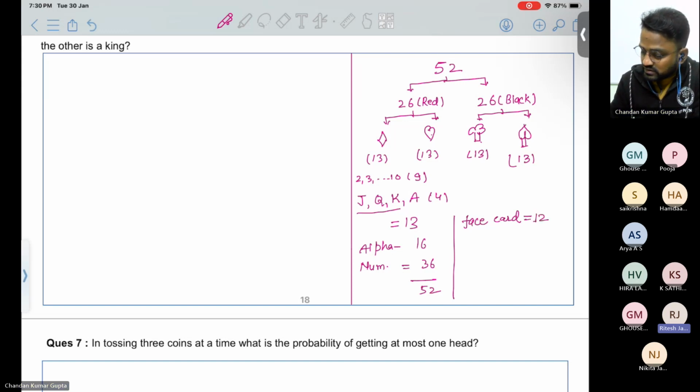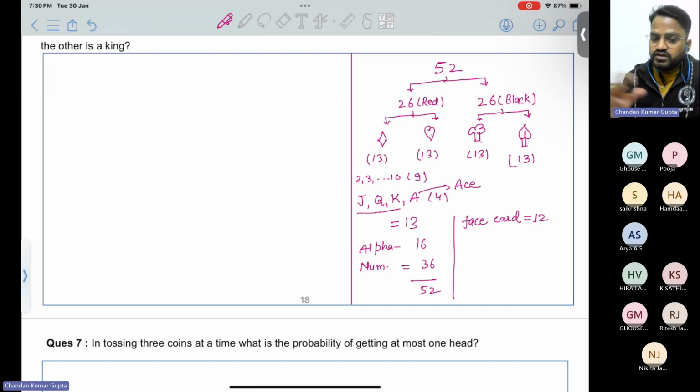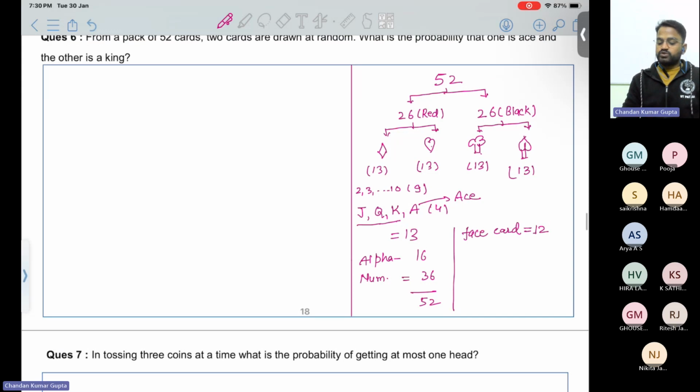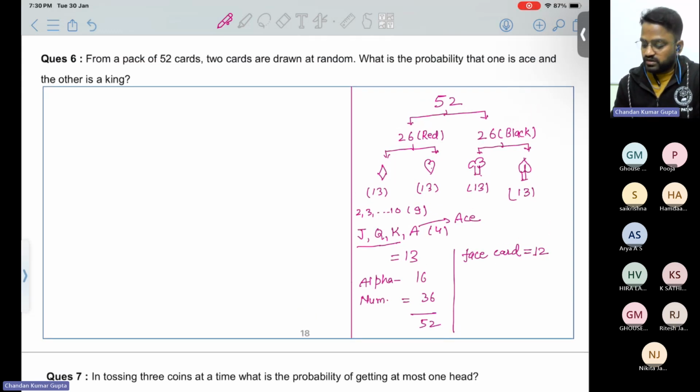What is JQKA? A stands for ace, okay sir, and J stands for Jack, Q for queen, and K for king. There are 4 alphabetical cards each. On these alphabetical cards, Jack, Queen, and King have a whole picture on the card actually. So this is called a face card, and there is a total of 12 face cards. Okay, so there are a lot of questions.